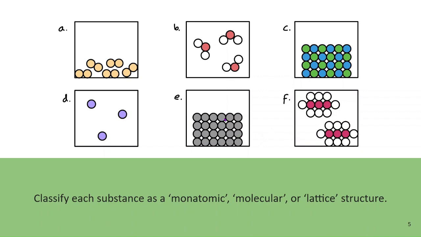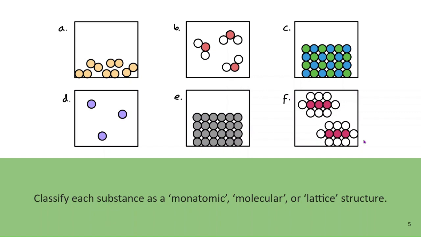So then E. E would be, this one's interesting. This is a lattice, right? It is repeating. You don't have to have different things in there. It can be all the same thing, like diamond is a really beautiful lattice structure. So maybe this one is diamond. It has a nice repeating structure of the same thing.